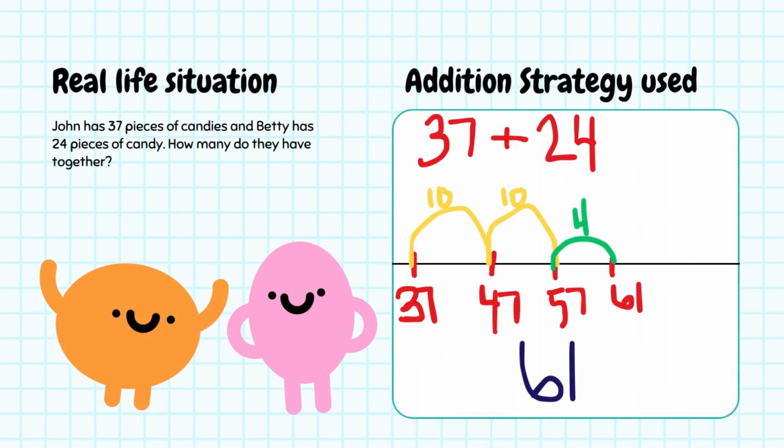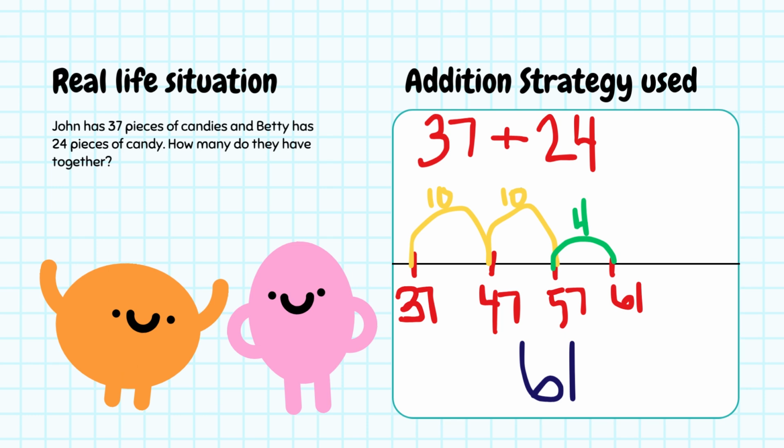And then we can look at the number line in a real life situation. So let's say John has 37 pieces of candy and Betty has 24 pieces of candy. How many do they have together? So we will want to add 37 plus 24.